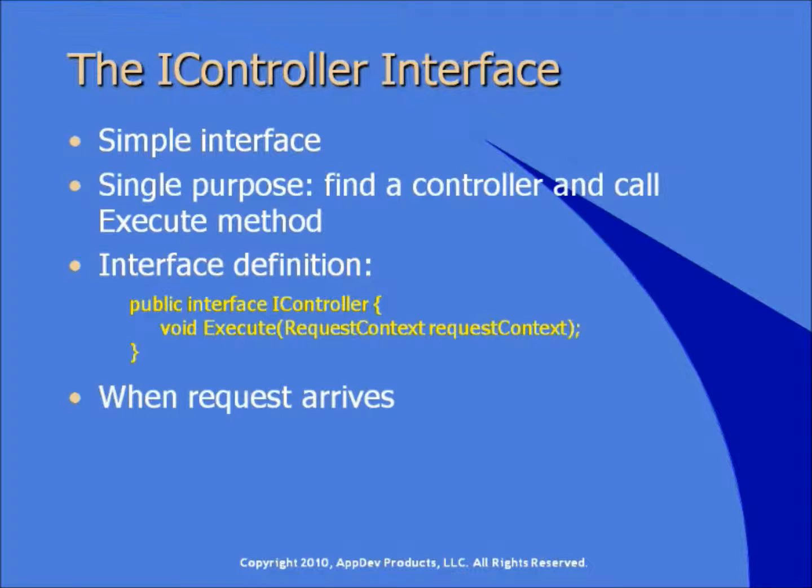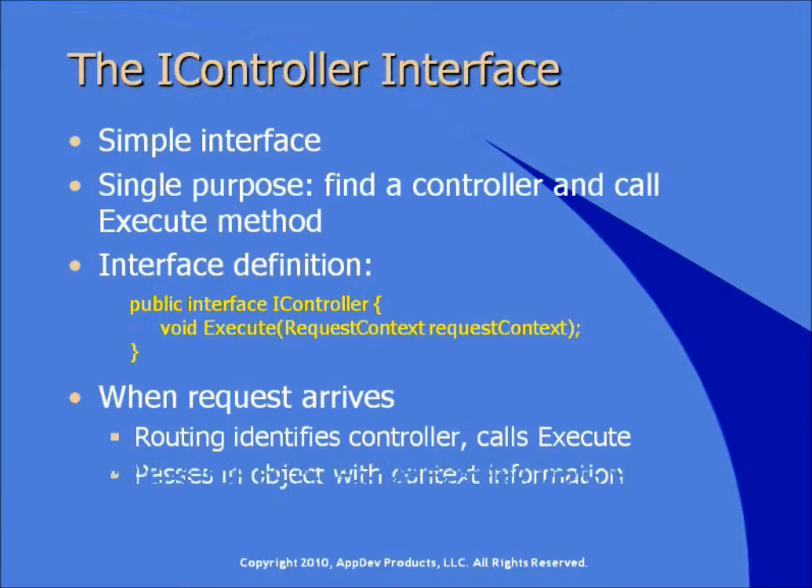When a request comes into your application, when the user does something within the view, clicks on something, whatever, the routing system is going to identify a controller and call its Execute method. And it'll pass in an object that contains information about the request. This request context object is quite robust. It includes an HTTP context object that exposes objects like Request, Response, Server, Session, and plenty more. And you can use various kinds of information from the environment as well. So let's take a look at some code that implements this IController interface.